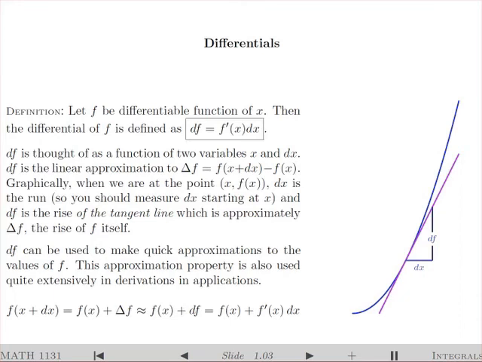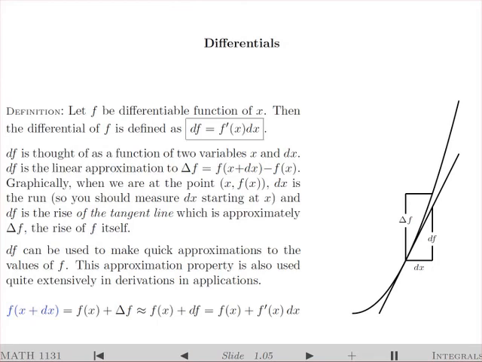And this is an approximation to the actual rise in the function because the tangent is close to the curve, at least if you don't move too far away from the point of tangency. The main use of differentials nowadays is in theoretical work. It can be used to approximate values of the function when you change the variable by a small amount.